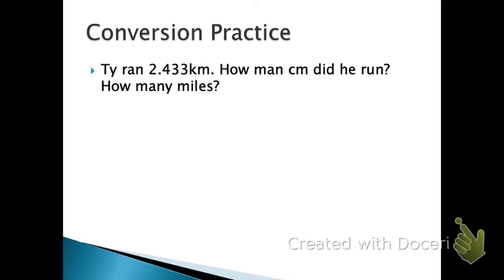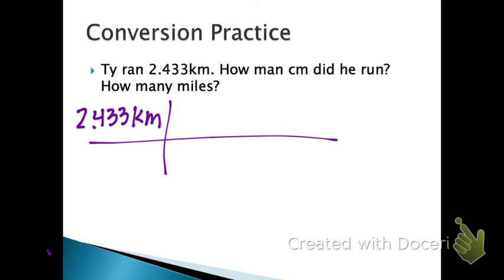Okay, it says Ty ran 2.433 kilometers. How many centimeters did he run? And also, how many miles did he run? So we're gonna have two different conversions here. Now, as we start our conversions, what do we always start with? What we know. Very good. 2.433 kilometers. We're gonna draw our T. If I want to go from kilometers to centimeters, what's my middleman there? Meters. I'm going to get rid of kilometers, go to meters, get rid of meters, and go to centimeters. Okay, and then I can fill in my numbers.